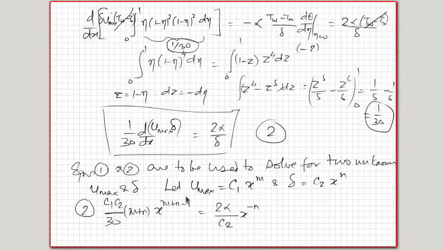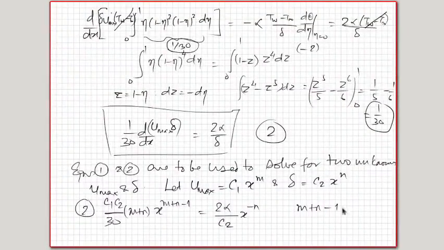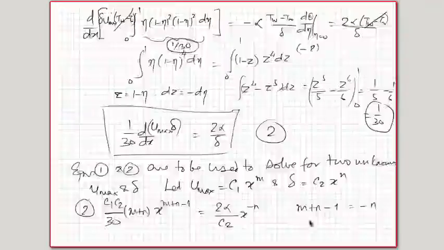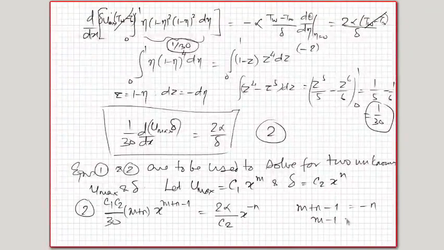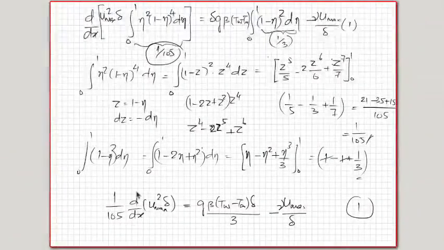So this gives me, if I equate the powers of x, m plus n minus 1 is equal to minus n. Or if I take the n to this side, m plus 2n minus 1 is equal to minus... so m minus 1 is equal to minus 2n. So this is one expression that I have. Similarly, if I substitute in this equation, so this equation basically is 1 by 105.